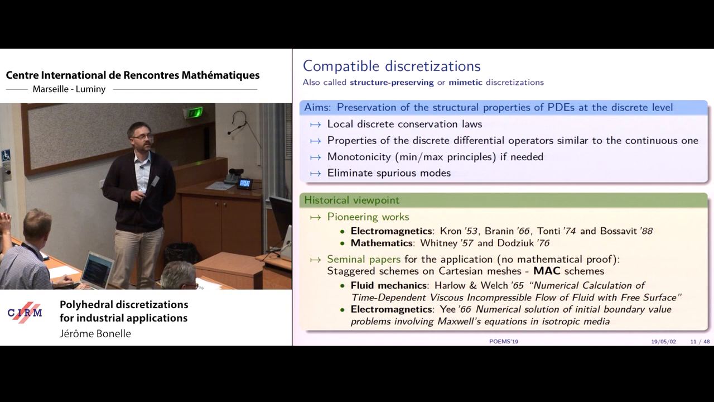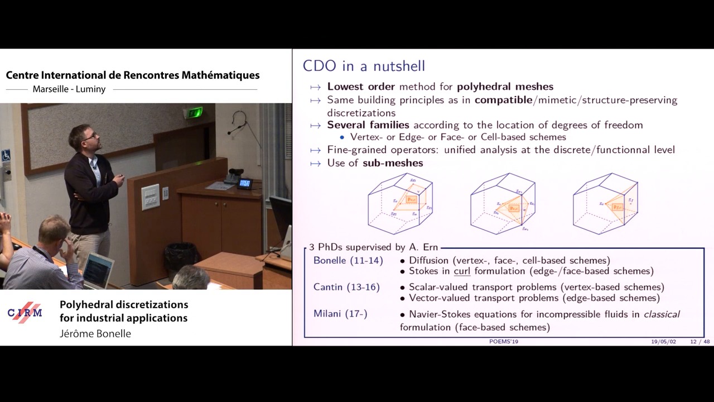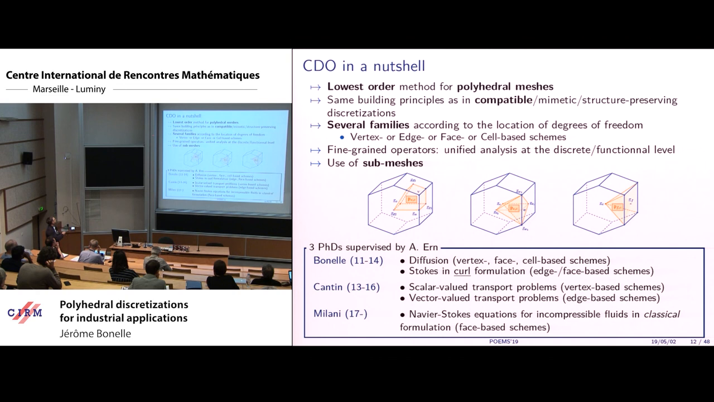So now, to be more specific about CDO, here are some of the main features. This is a lower order method for polyhedral meshes. It shares the same building principles as compatible discretizations. And there are several families of CDO schemes according to the localization of the degrees of freedom. We can handle vertex, edge, face, or cell-based schemes.